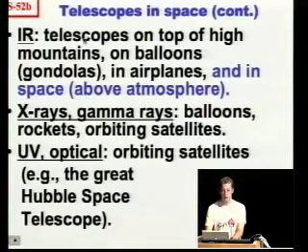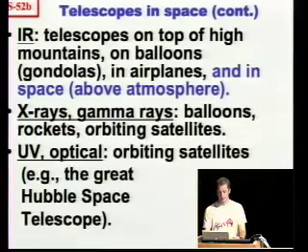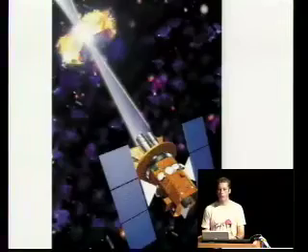For some things like IR or UV or X-rays or gamma rays, where you only have to get above a certain layer of the atmosphere, sometimes you can do the trick by sending a telescope up in a balloon or in an aircraft and taking pictures from there. So there are all sorts of ways to get above the atmosphere. The most expensive, and maybe the best known to astronomers, however, are these space telescopes.